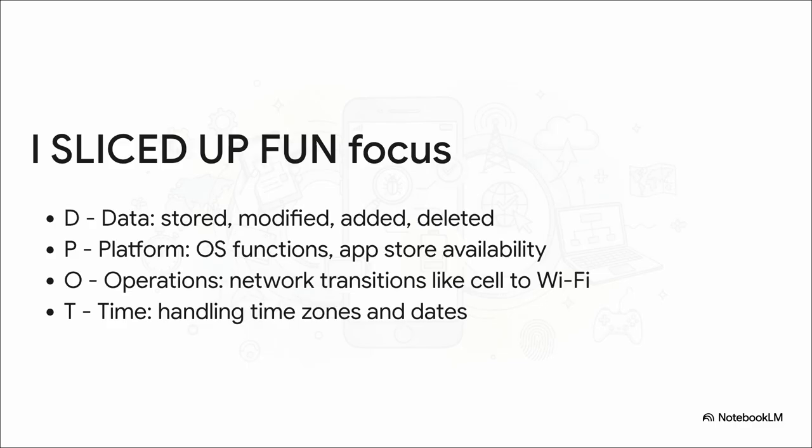Take D for data. It prompts you to test how data is stored, modified, added, or even deleted on an SD card. P stands for platform, checking if specific OS functions are available or how the app interacts with the App Store itself. O is for operations, and this one is crucial for mobile. What actually happens to your app when the user walks out of their house and moves from their Wi-Fi over to their cellular carrier network? And T for time, making absolutely sure the app handles time zones and date changes accurately as a device travels around the world.